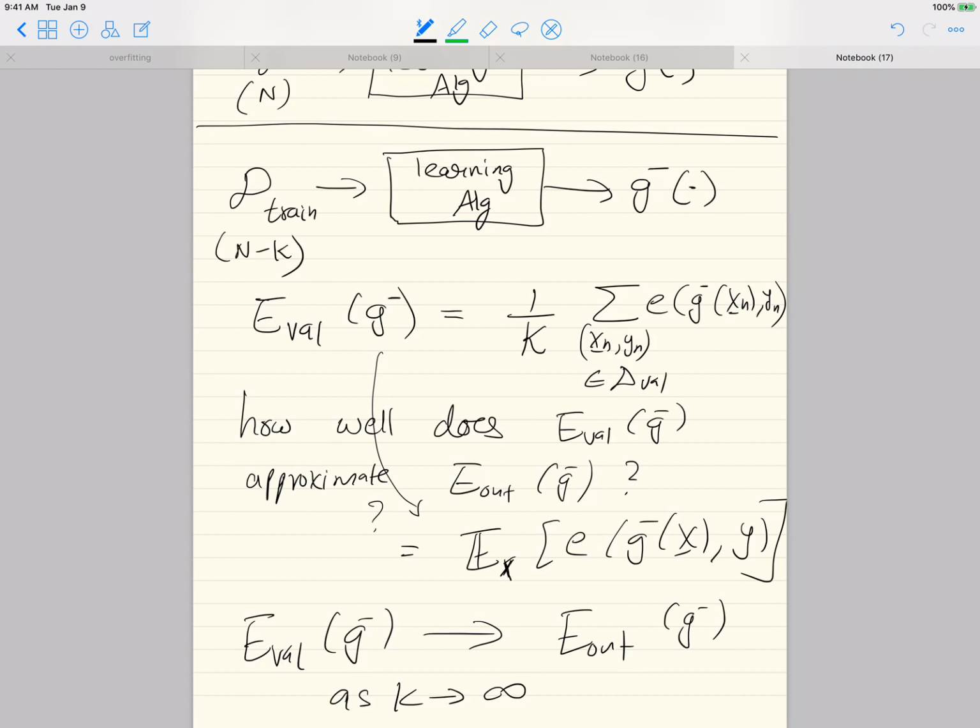So we'll write a more precise relation between the two. But any questions before that about the notation, the setup?